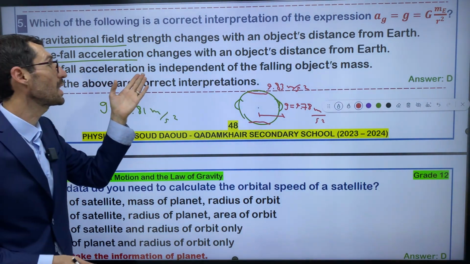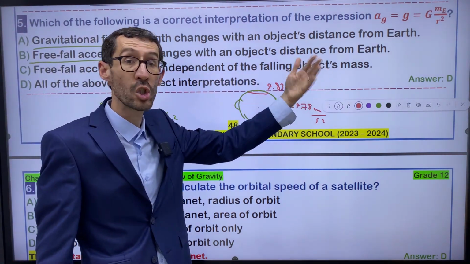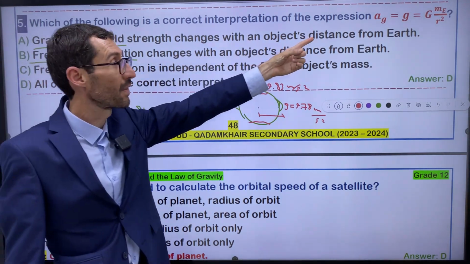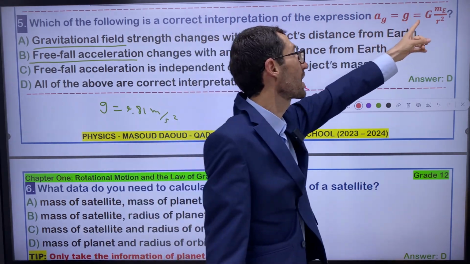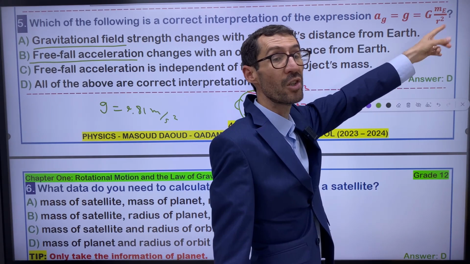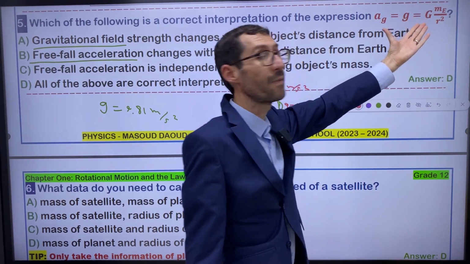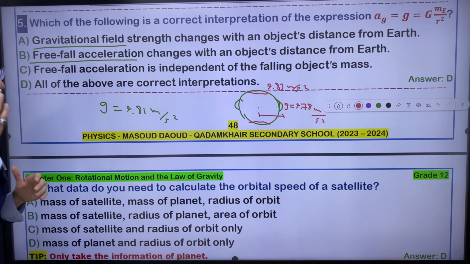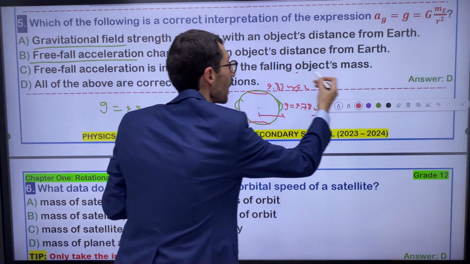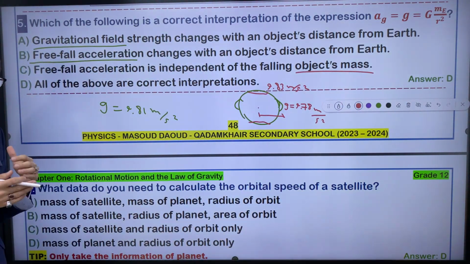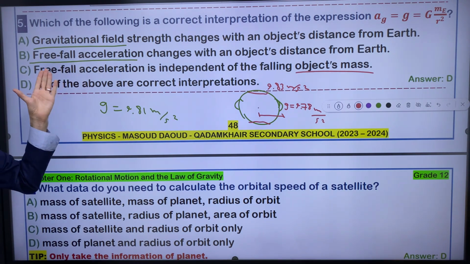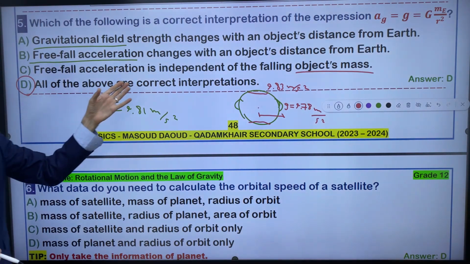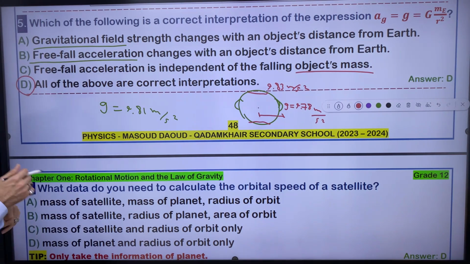C, free fall acceleration is independent of the falling object's mass. It's true. It doesn't depend on the mass of the object based on this equation. Take a look at it: g is equal to G, mass of Earth, divided by radius of Earth squared. Do you observe the mass of the object? No. So the mass of the object does not affect the acceleration due to gravity. In other words, acceleration due to gravity is independent of the mass of the object. So D is true. All of the above interpretations are correct, right?